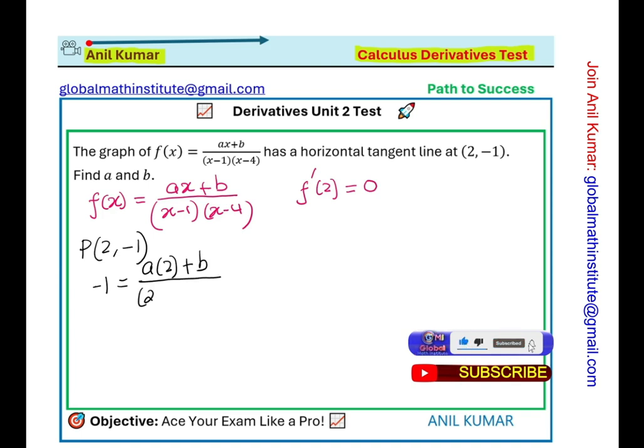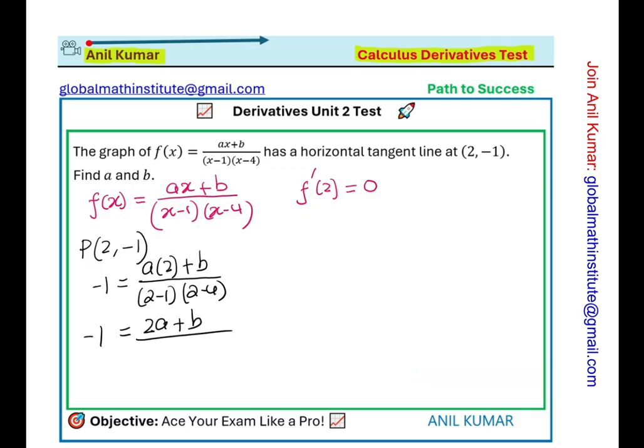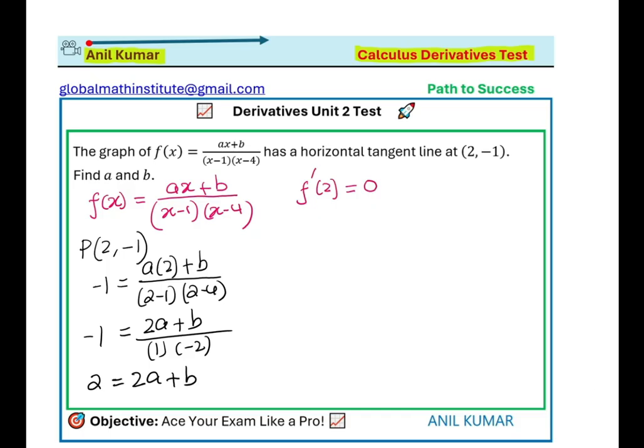And that gives us 2 minus 1 times 2 minus 4 in the denominator. So we get minus 1 equals 2a plus b over 1 times minus 2. So we can cross multiply. Minus 2 times minus 1 becomes plus 2 equals 2a plus b. So we have a relation here between a and b, that is twice a plus b is equal to 2. This is from the point on the curve.